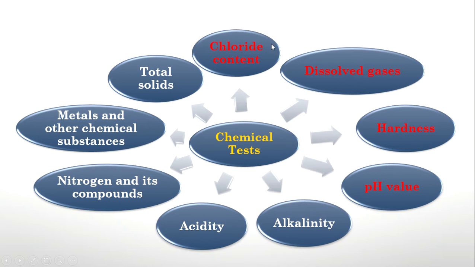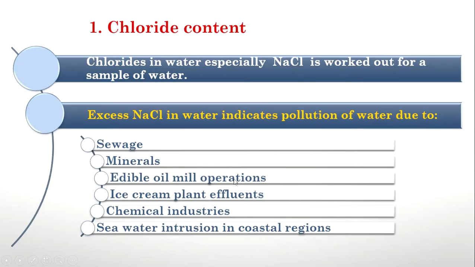Chloride content is a contaminant, dissolved gases, hardness, pH value, alkalinity, acidity, nitrogen and its compounds, metals and other chemical substances, total solids. So all these are the chemical components which cause chemical pollution in water. So we will see these 4 today, and we will first see the chloride content.